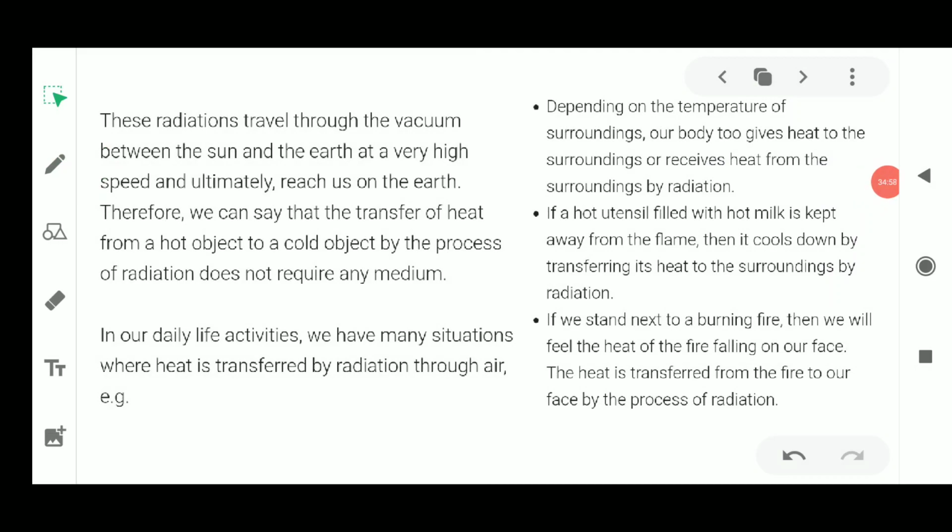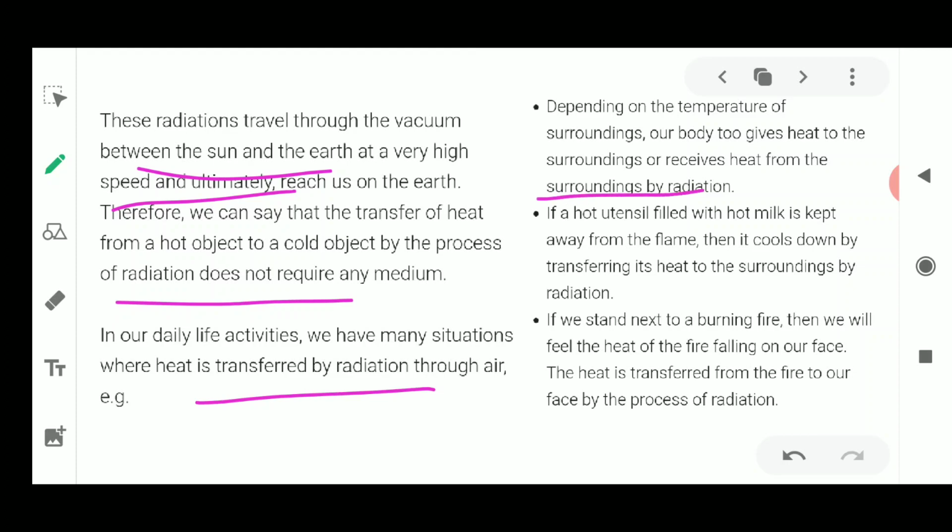These radiations travel through a vacuum between the sun and the earth at very high speed, and ultimately reach our earth. Therefore, we can say that the transfer of heat from the hot object to the cold object is by radiation. It does not require any medium. In our daily life, we see many such situations where heat is transferred by radiation. For example, depending upon the temperature of the surroundings, our body gives heat to the surroundings and receives heat from the surroundings by radiation.